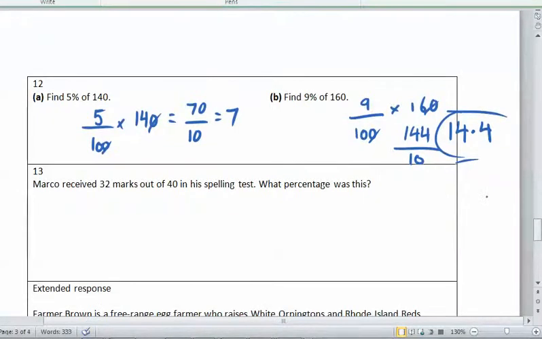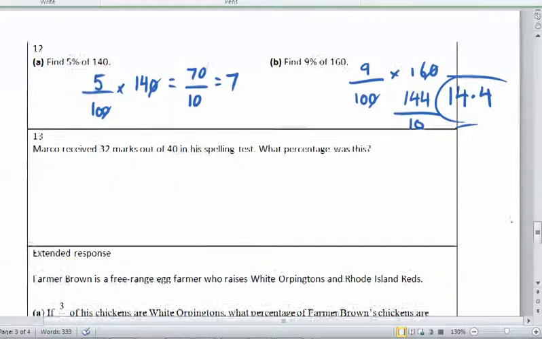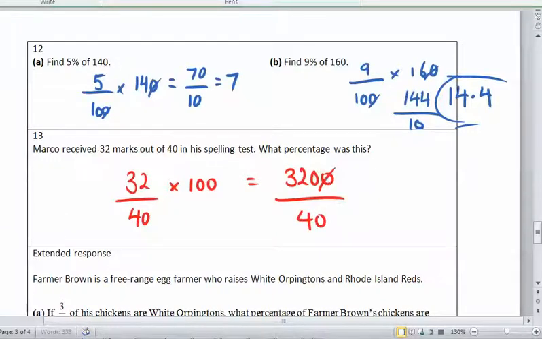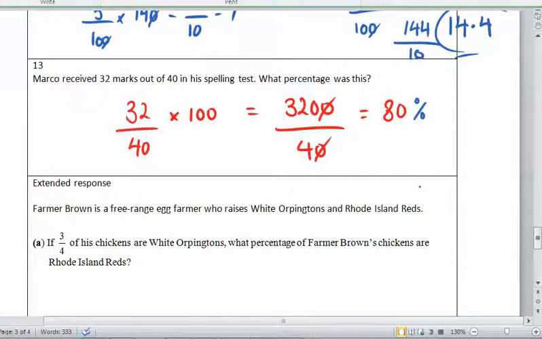Mario received 32 marks out of 40 in his spelling test. What percentage was this? Well, 32 out of 40, and then we want to multiply by 100. So that's the same as 3200 divided by 40. Let's cancel out those zeros. 320 divided by 4 is 80. But it's not 80, it's 80%. So whenever we have a fraction, any fraction, we can multiply by 100 to find its percentage, 80%.